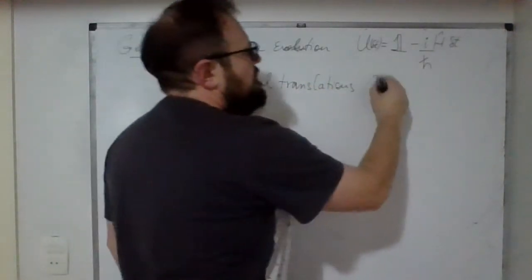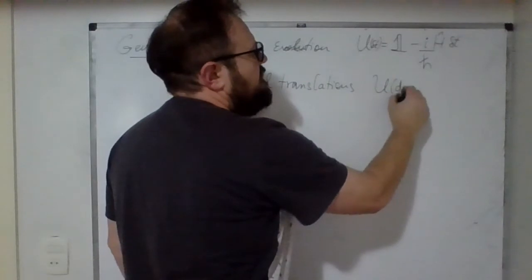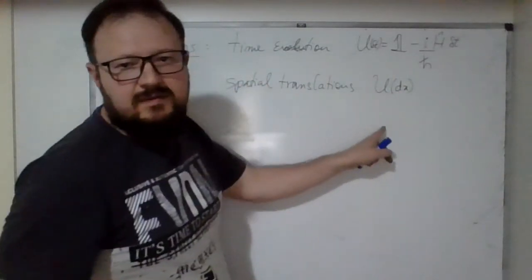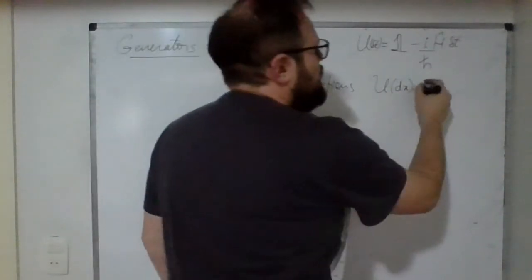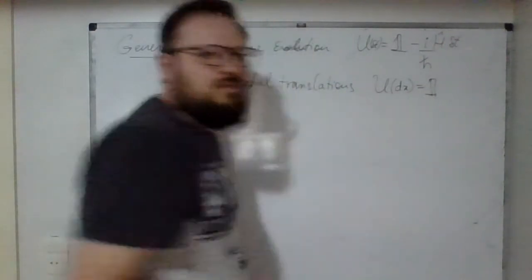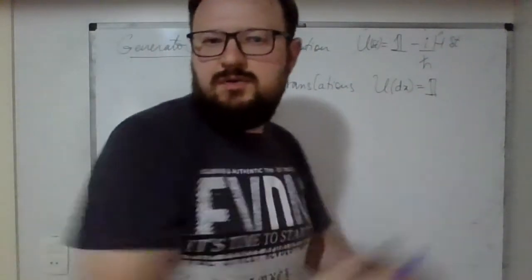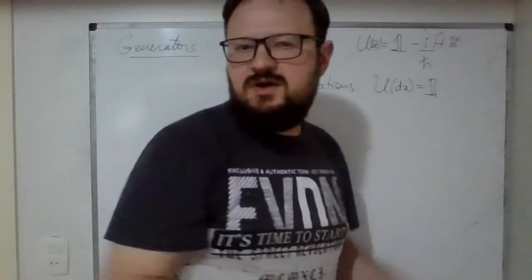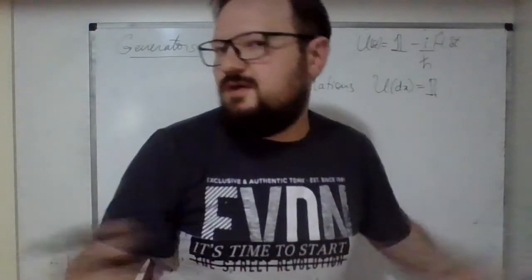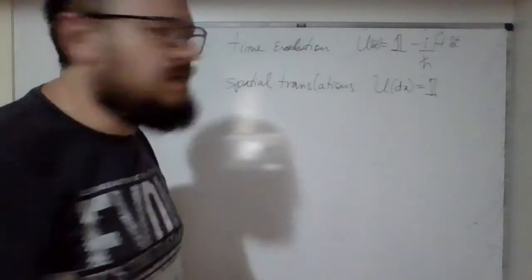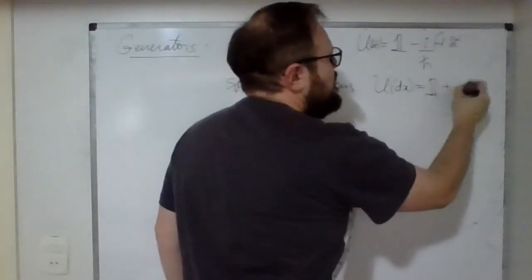It'll be something like this: U of some delta x in one dimension. You'll have the identity, and what carries a particle from one position to the other: its velocity, or its momentum if you are talking about quantum mechanics. So it could be something like this.